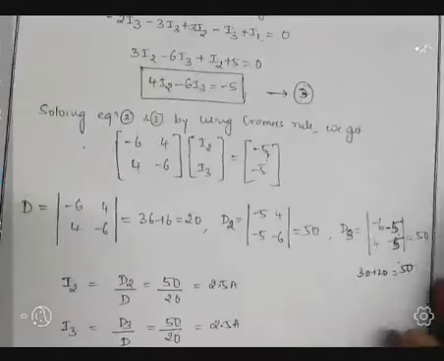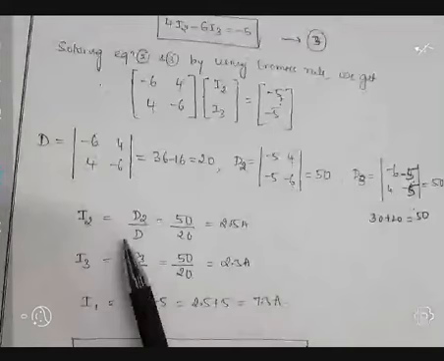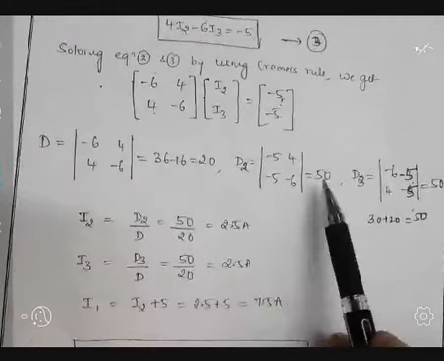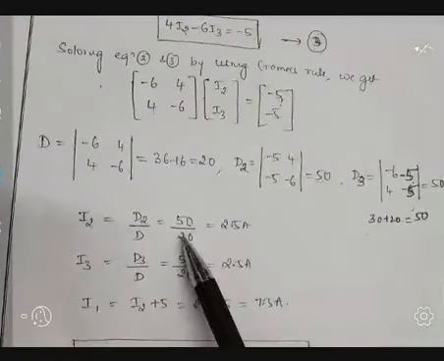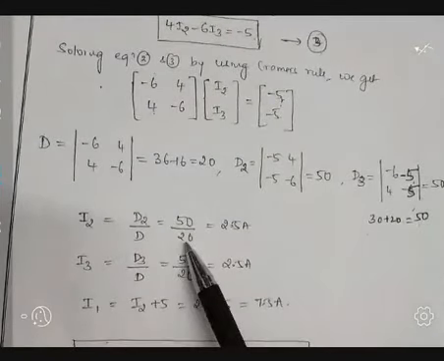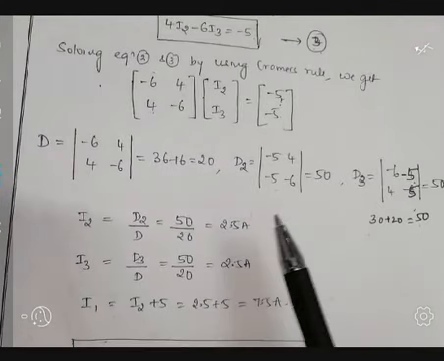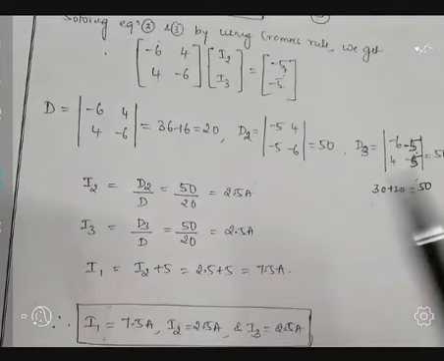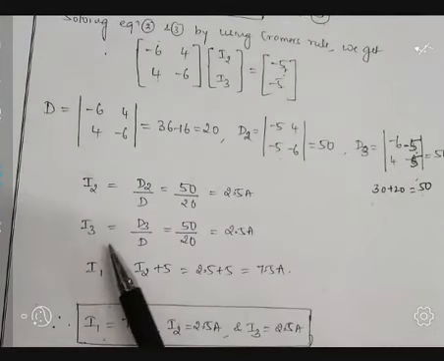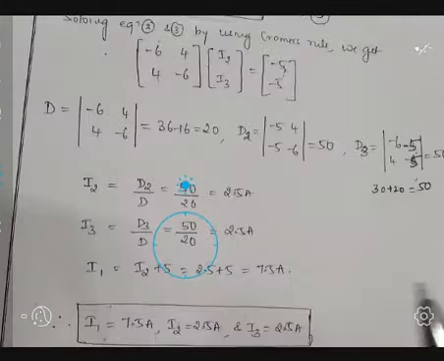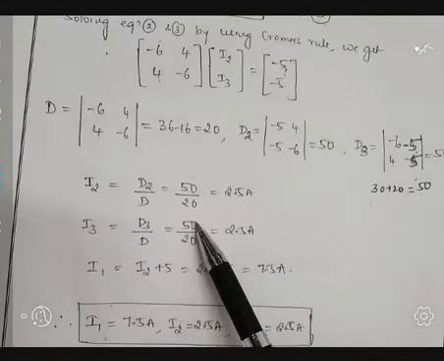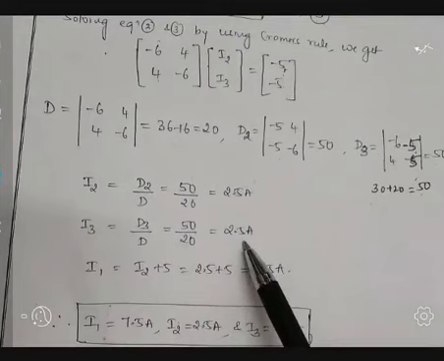Next, calculation of I2. I2 is the ratio of D2 by D. D2 is 50, divided by D, 20. So 5 by 2, the zeros get cancelled, 2.5 amperes. Next, calculation of I3. I3 is the ratio of D3 by D. D3 is calculated, that is 50. 50 by 20, the zeros get cancelled, 5 by 2, 2.5 amperes.